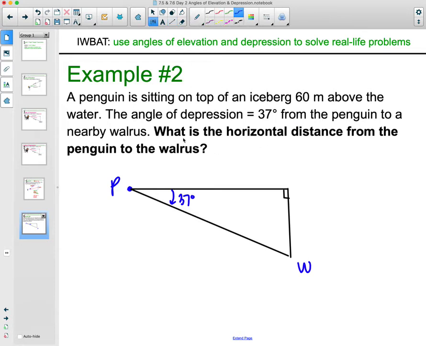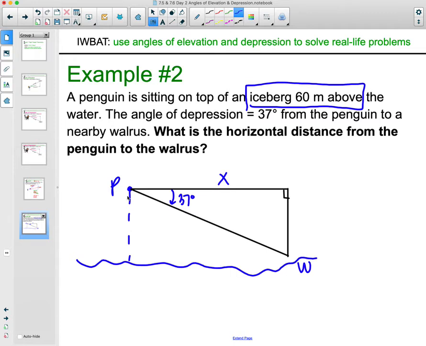And then it says, what is the horizontal distance between the penguin and the walrus? So horizontal is this flat line right here. Okay, so this flat line is what we're looking for. And then we need one more measurement. So this iceberg, okay, how far above the water was the iceberg? So that's actually this right here, right? So this walrus is kind of sitting in the water. And here's the iceberg. So this length right here is 60. This is going to be the exact same as this length right here, 60. So if I want to just draw it over in my triangle that I created over here, this vertical distance would be the same as this one.